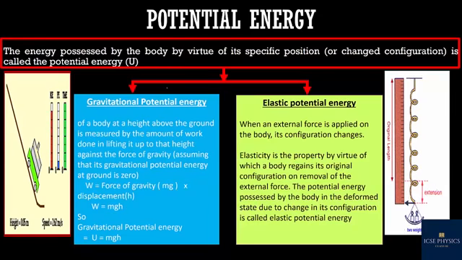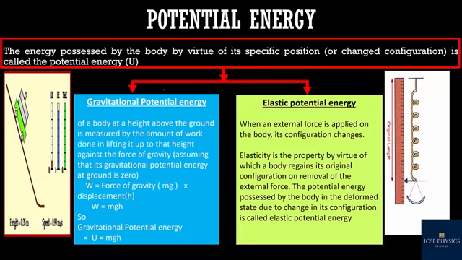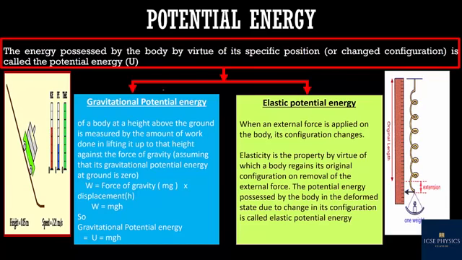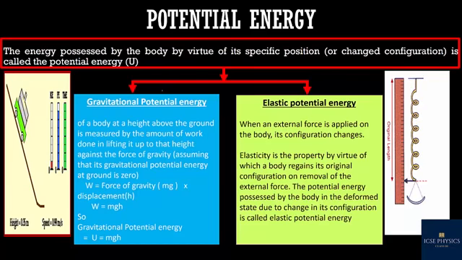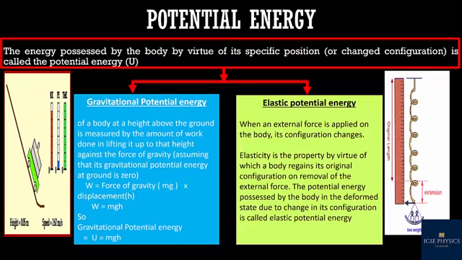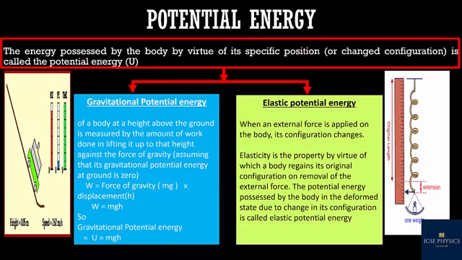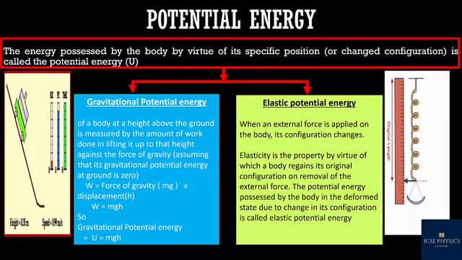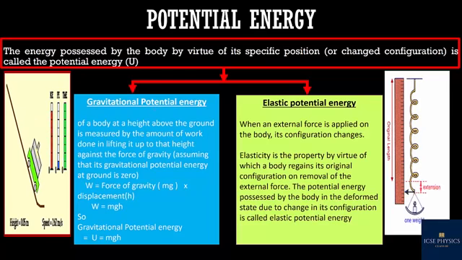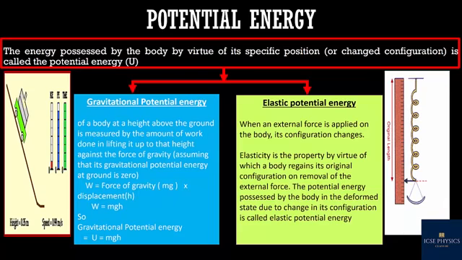Now, what is potential energy? The energy possessed by a body by virtue of its specific position is called potential energy. There are two types of potential energy. One is gravitational potential energy. The potential energy possessed by a body due to the force of attraction of the earth is called gravitational potential energy, and it's calculated by this formula.